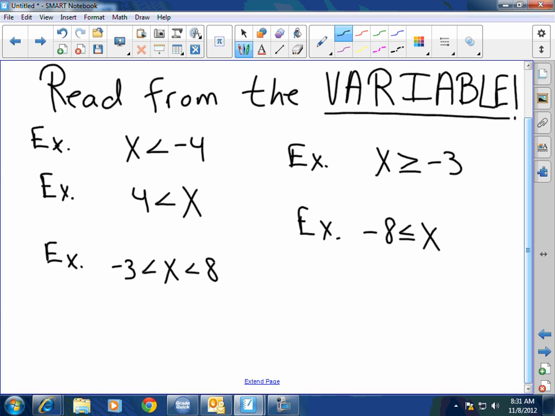Yes, sir. Very good, son. That's the way to do this. Awesome. Great job. What he said was this, guys. This is really two different inequalities. This is x is greater than negative 3, and x is less than 8. That makes sense, boys? So we read from the variable.